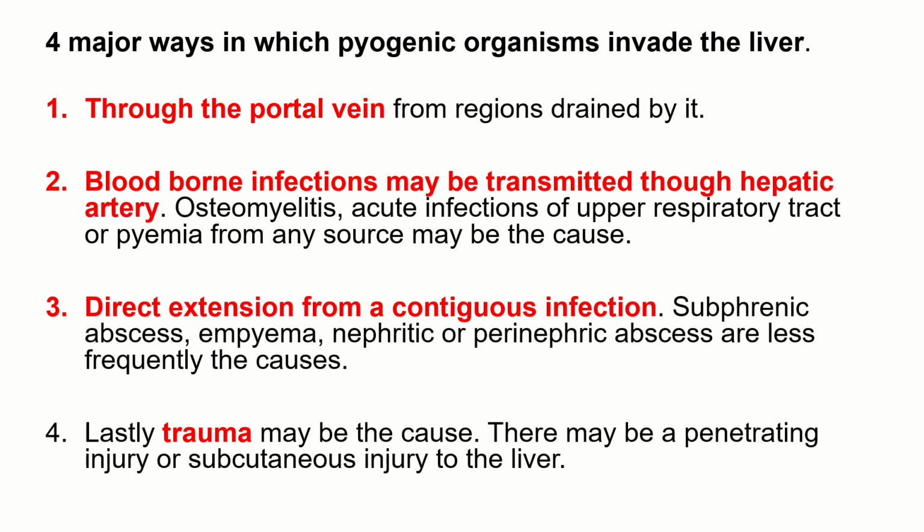Third route is through direct extension. As you all know, liver is a subdiaphragmatic structure. It lies just below the diaphragm on the right side. So if there is any subphrenic abscess or empyema on the right side, or nephric or perinephric abscess, it can lead to direct extension and formation of liver abscess. Then last and least common cause is trauma, which could be because of penetrating injury to the liver.